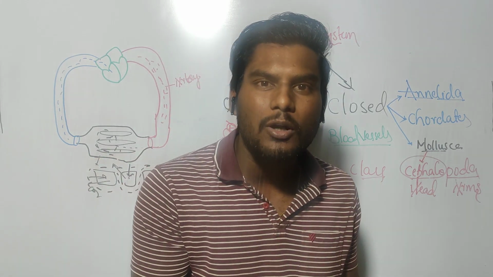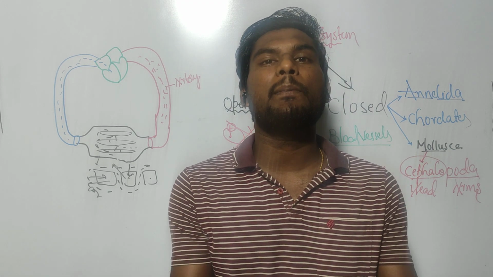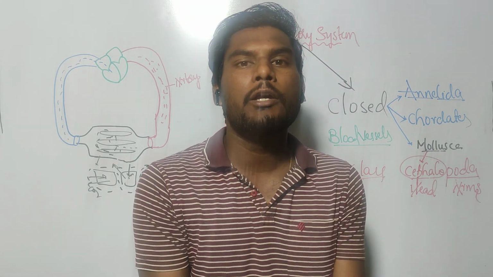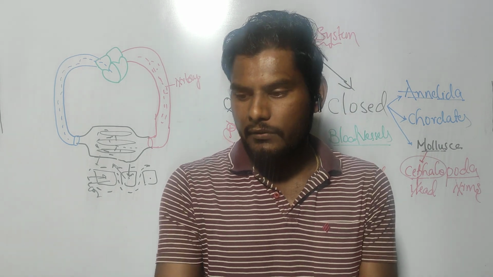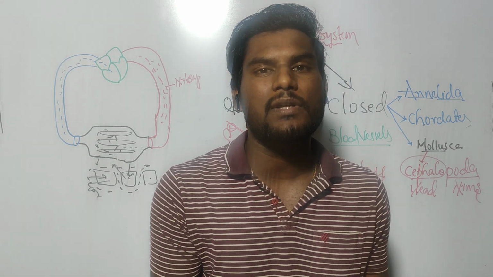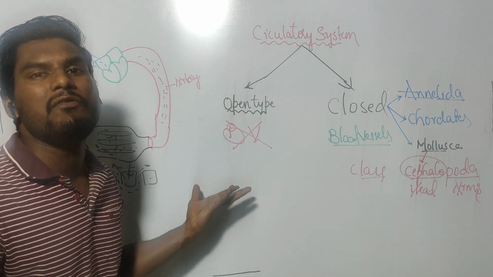For example, if the pipe is not there, water is freely moving on the land. At that time we can see what? Open type of circulatory system. If you are standing there, your legs will become wet, because they are covered with water. So that is the open type, where the pipes are absent. Same like that, in the open type of circulatory system blood vessels are absent.